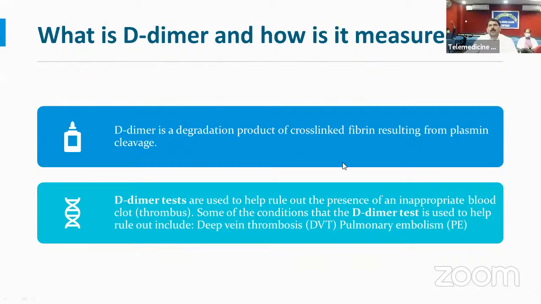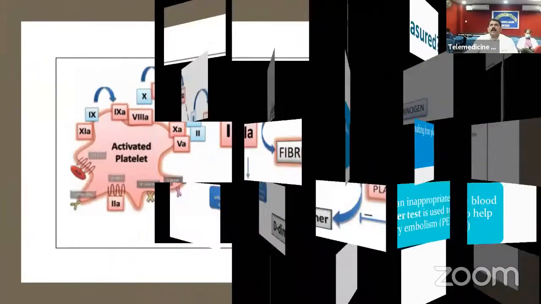It's a degradation product of cross-linked fibrin resulting from plasmin cleavage. And the test is used to help us rule out the presence of an inappropriate blood clot, that is thrombus. Some of the conditions that the D-dimer test is used to help with include DVT and pulmonary embolism. So that indicates such a situation in the patient.